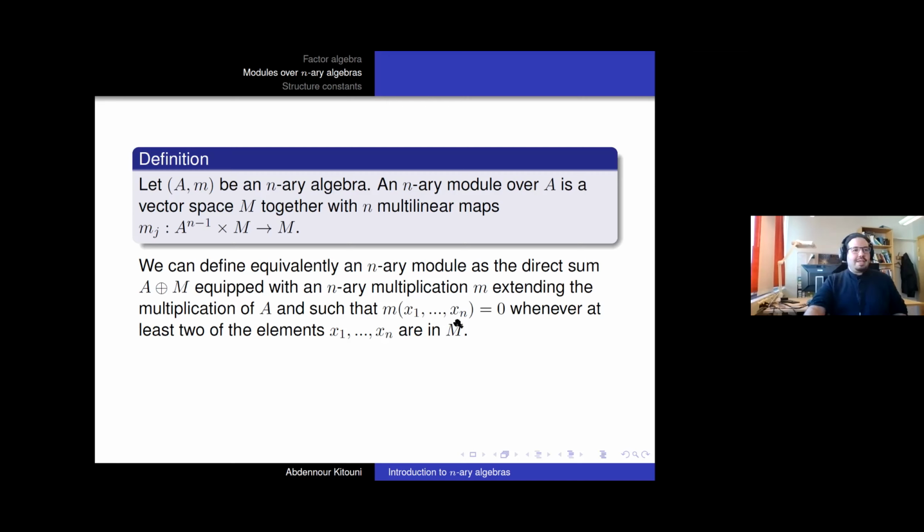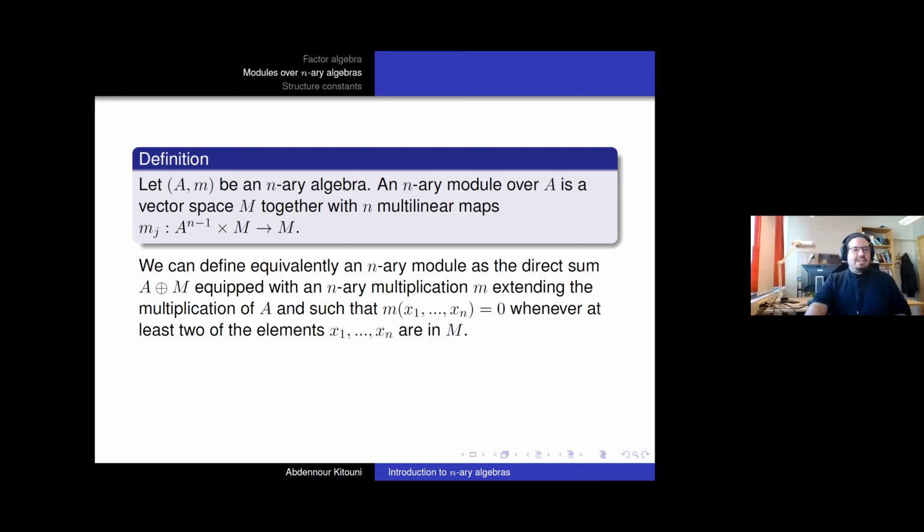Here, if I take n elements from A, then the multiplication is what I have before in A. If I take n minus 1 elements of A and one element of M, then it's given by this Mj. And if I take more elements in M, which is not covered by this case, then here it would be simply 0. So now this definition is in the general case.